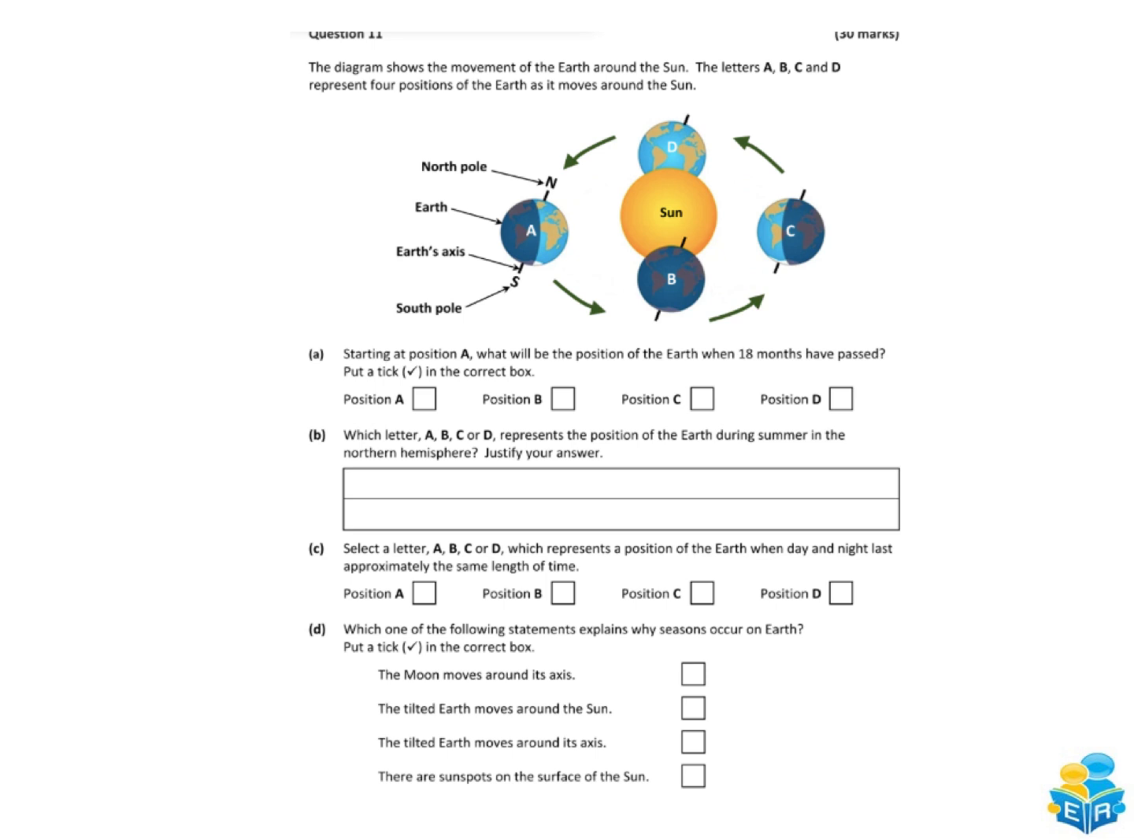So this happens once every 12 months. So this is going to be 3 months, 3 months, 3 months and 3 months. So in 12 months, it's going to be right back to where it started. So in half of 12 months, in half a year, it will be over here at position C.